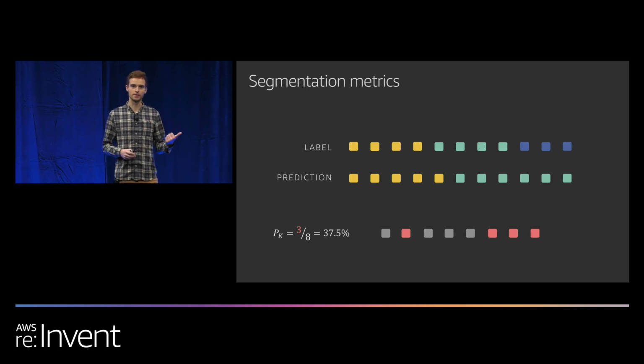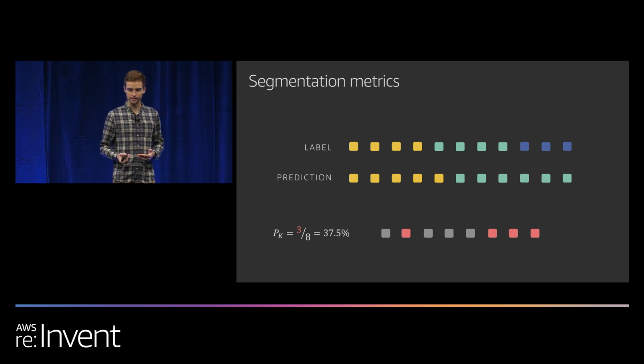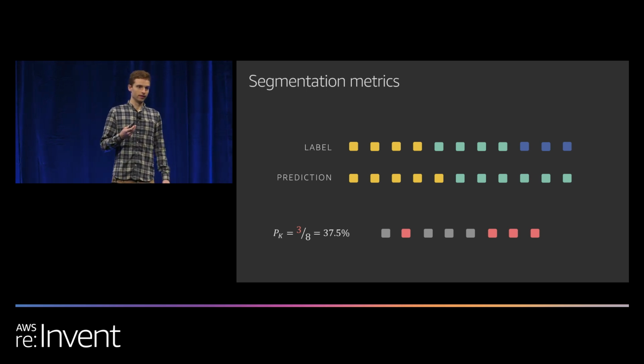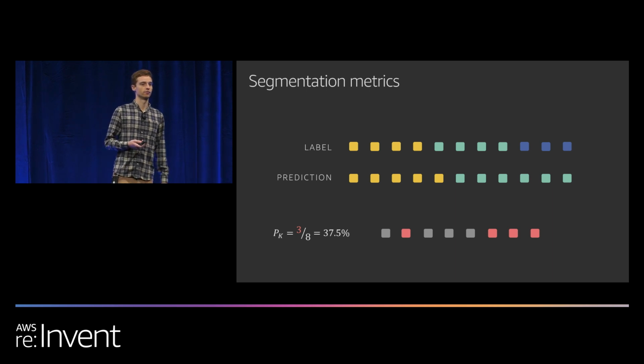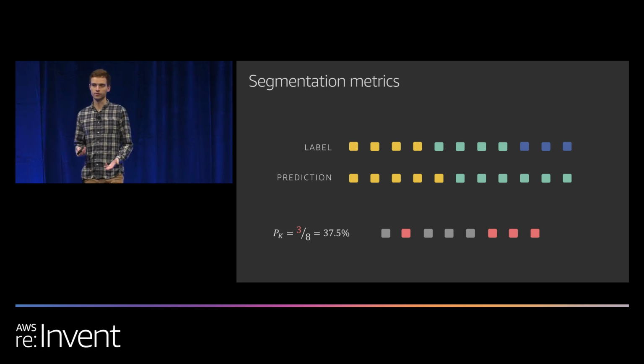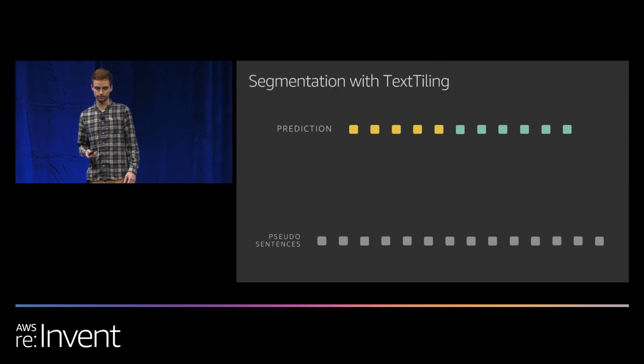So here we had 3 mistakes out of 8 possible sliding windows. So our PK is 37.5. And we're trying to minimize this metric where possible. We want to reduce the amount of errors from our model. And the reason why I introduce this is I'm going to keep referring to this PK metric for the different models that we look at.